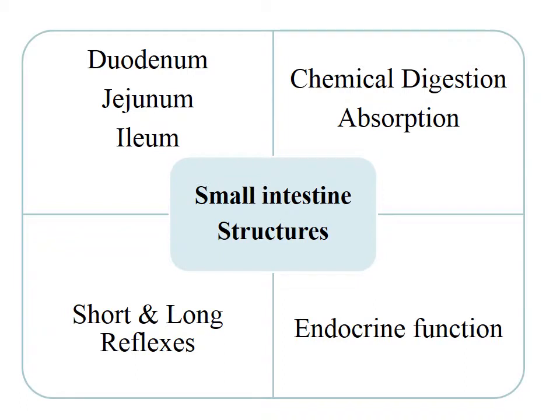Now we can focus on the small intestine's contribution to digestion. The three regions are specialized: duodenum, jejunum, and ileum. Most absorption will take place in the ileum, but most of the chemical digestion will take place in the duodenum. Short and long reflexes control segmentation, then switching to peristalsis. And the intestine also releases hormone as an endocrine function for digestion.